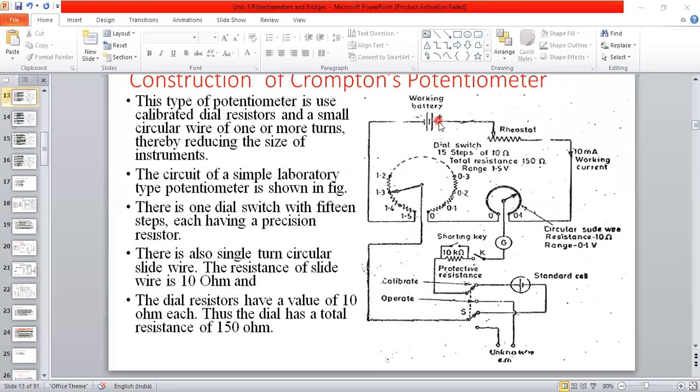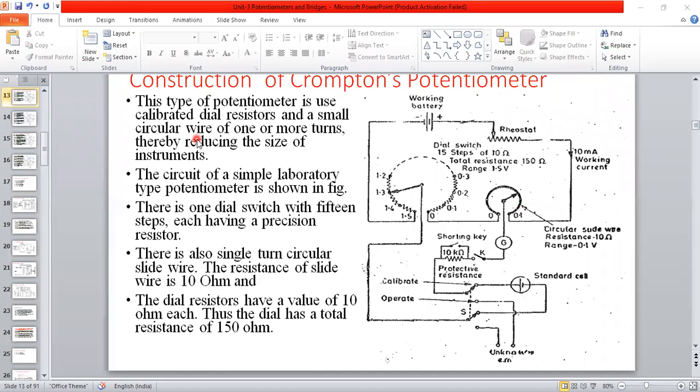The positive terminal of the battery is connected to the slide wire, and the negative terminal of the battery is connected to the dial switch. This is the main circuit, and the potentiometer circuit we have taken here.